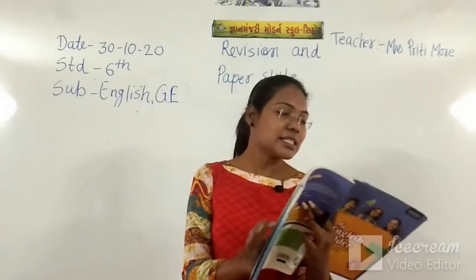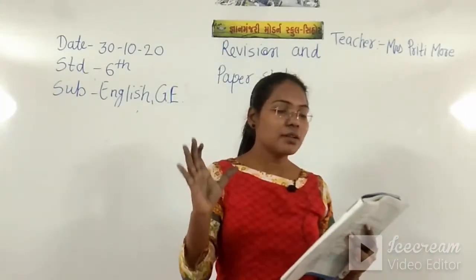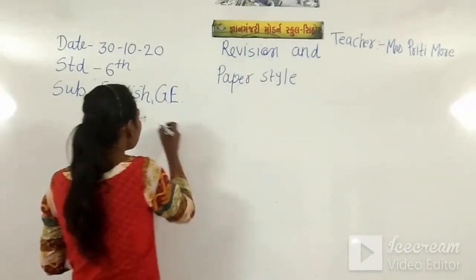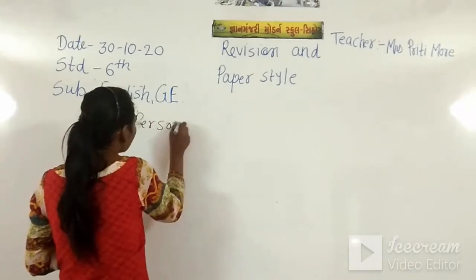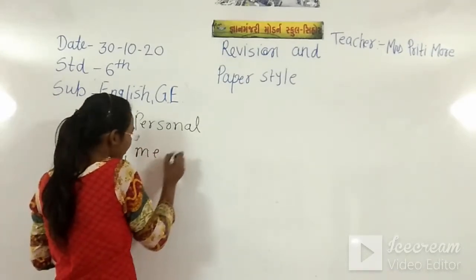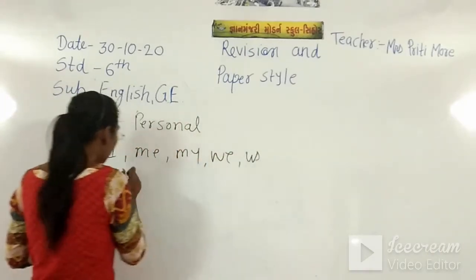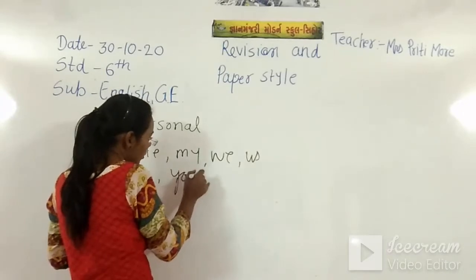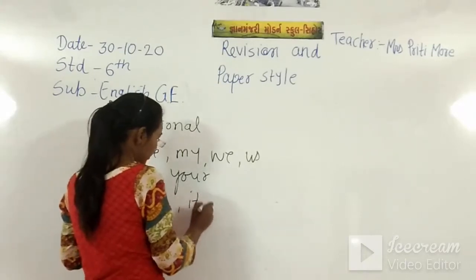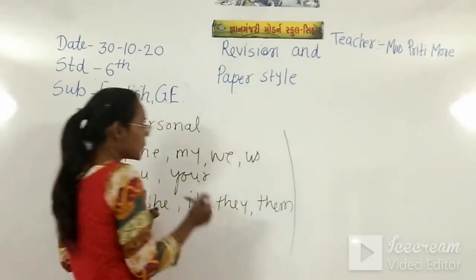Now the next one is the pronoun. In unit 2, there is personal, possessive, demonstrative and interrogative pronoun. So what will come in the personal pronoun? In the personal pronoun there are first person I, me, my, we, us, second person you, your, third person he, she, it, they and them. These are the personal pronoun.